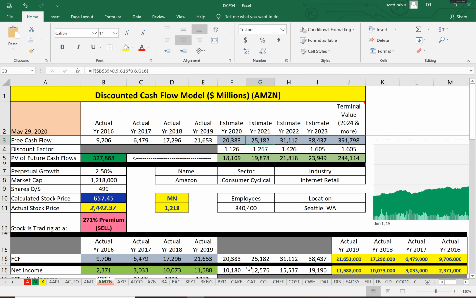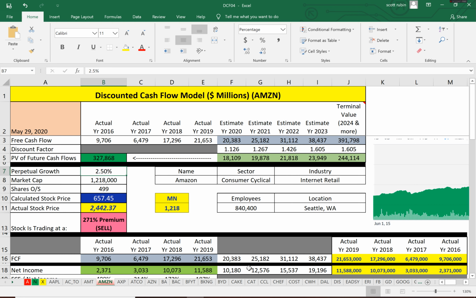So we estimated the cash flows based off of historical information. And we estimated a terminal value, which is all the future cash flows after year 4. And we discount that back to today's dollars. And the PV is 327 billion, which is kind of low.